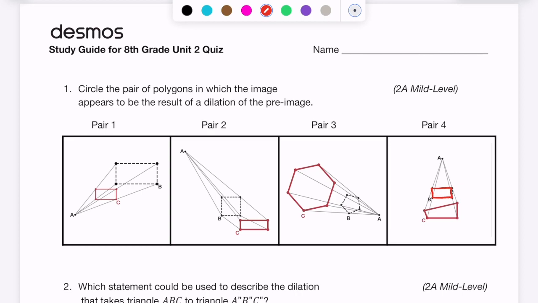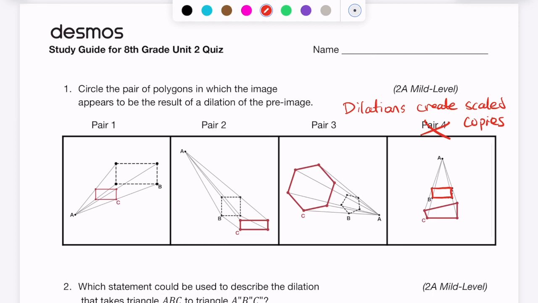Those are not the same shape, so it cannot be a dilation because dilations create scaled copies in particular locations. So if the two shapes aren't scaled copies of each other, then it can't be a dilation. So not pair 4 because those aren't the same shape.